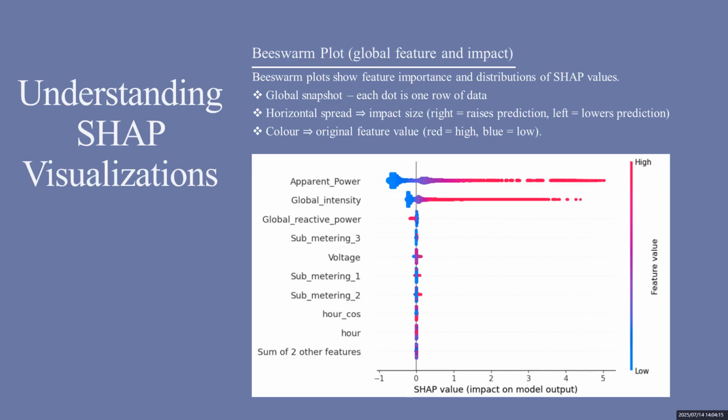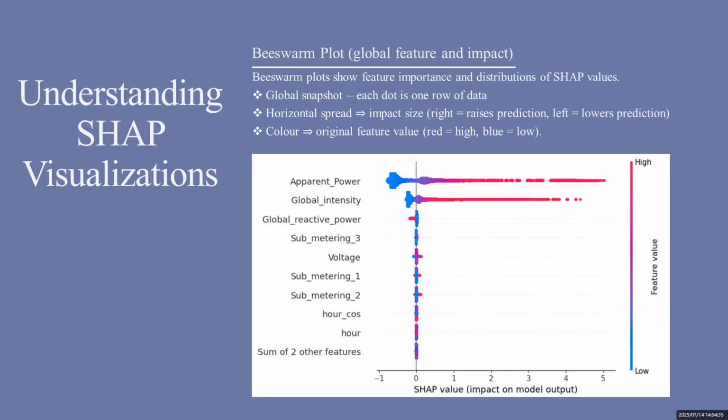Then we have the horizontal spread. The horizontal spread tells us the impact size. When we look at the horizontal spread, we're looking at the impact size, where we have a vertical line starting from zero. The right-hand side raises the prediction.